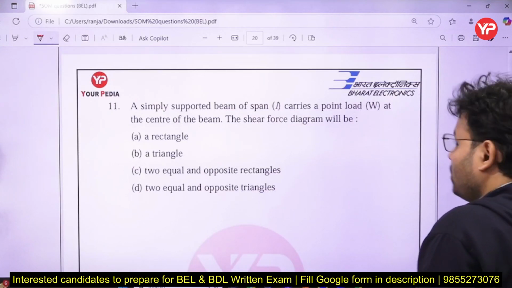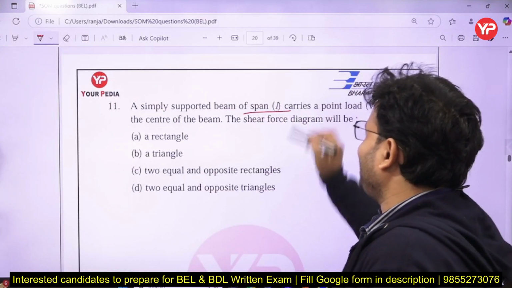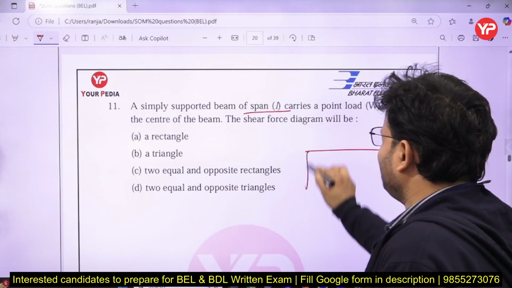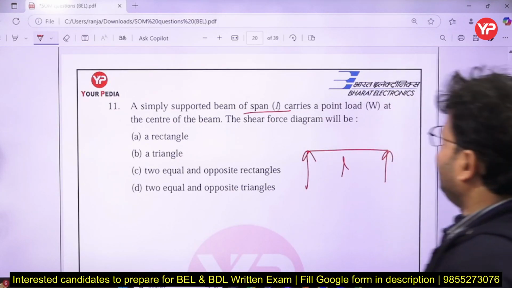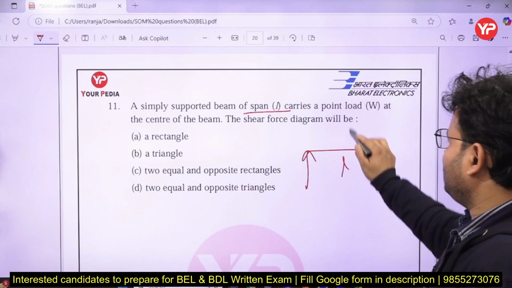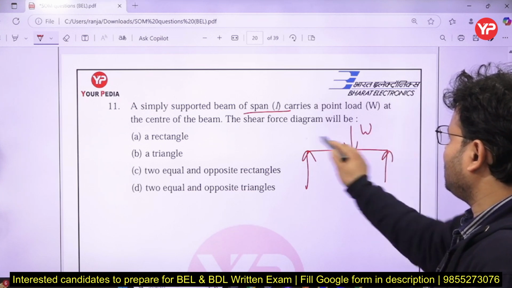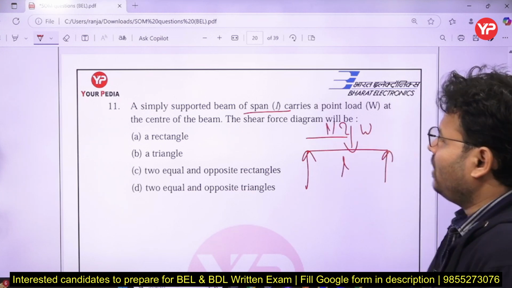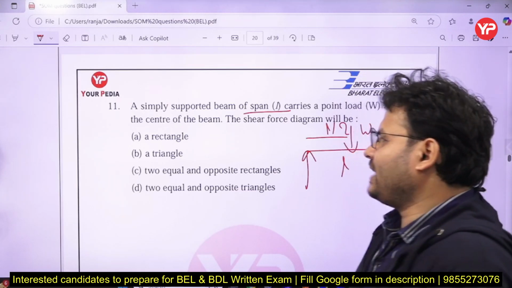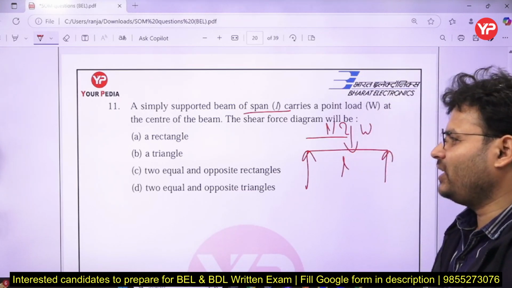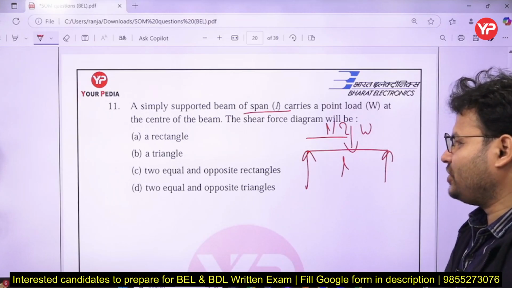Next question: a simply supported beam of length L carries a point load at the center. Let's assume the point load W is at a distance of L/2. The shear force diagram will be a rectangle, a triangle, two equal and opposite rectangles, or two equal and opposite triangles.